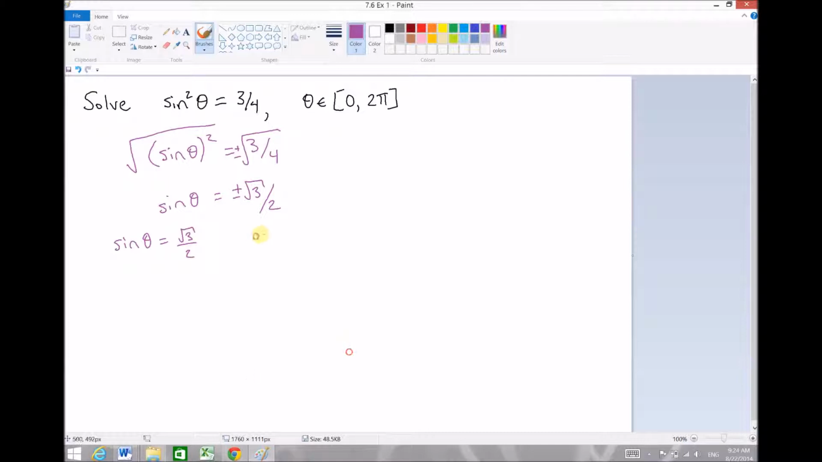We need to simplify, and we can split this apart into the two factors. It'll make it easier to move forward by having two separate equations.